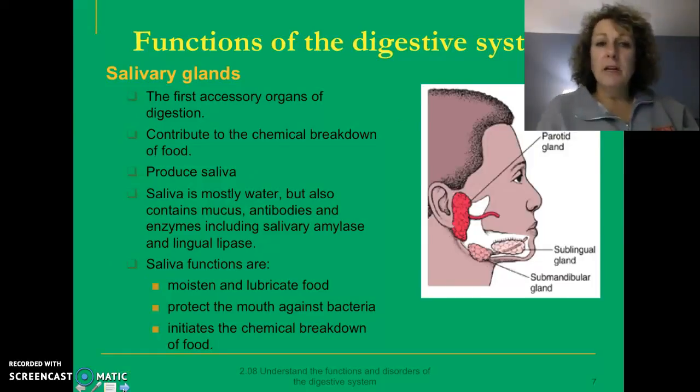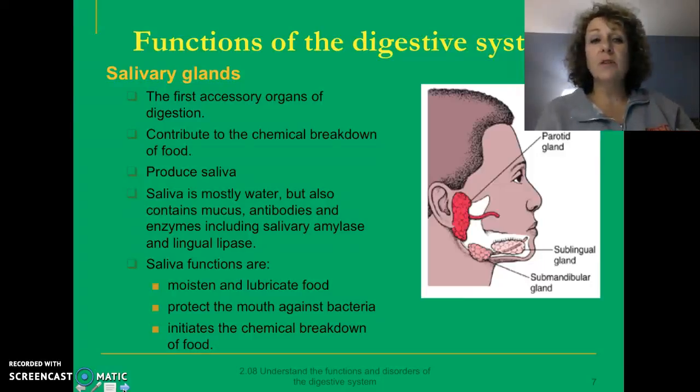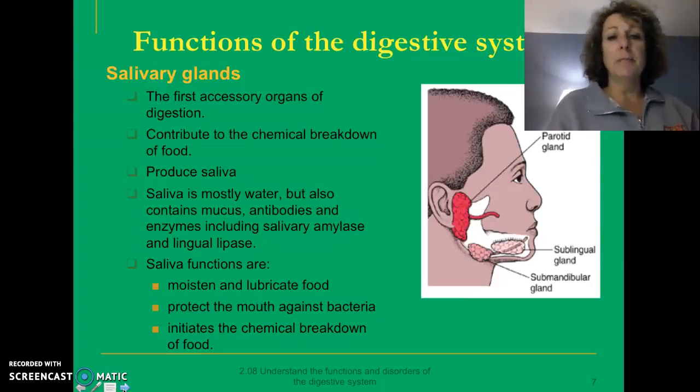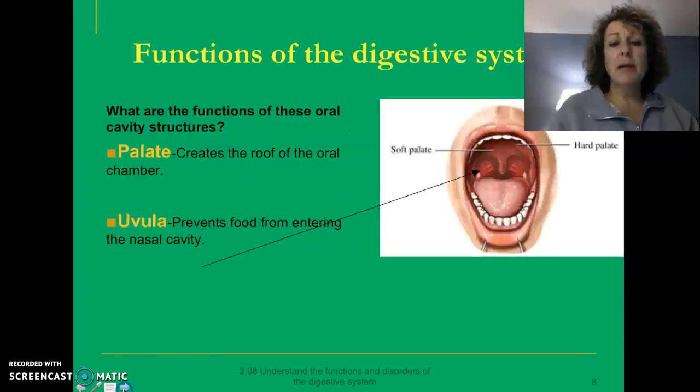All right, our salivary glands. Again, that's the first accessory organs of digestion. They do contribute to that chemical digestion by producing that saliva, which is mostly water, but it does contain other things like enzymes, and it contains antibodies and things like that that help digest or break down that food. It also functions to lubricate and moisten the food that we have in our mouth. Protects your mouth against bacteria and aids in that chemical digestion.